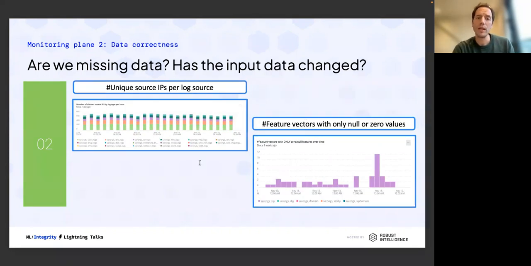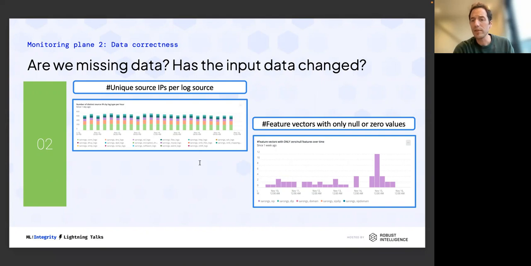The second layer, which is data correctness, as I said, is a little bit trickier. One of the things that we do is to monitor the number of entities that we're observing in the different log sources over time. So for example, if we're in a network where we know there should be some 10,000 IPs, we can just track how many different IPs we see over time. And if that number falls below those 10,000, we know that we're probably missing data. So it's a good clue that we can follow up on.